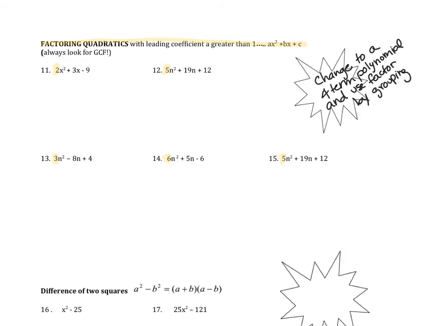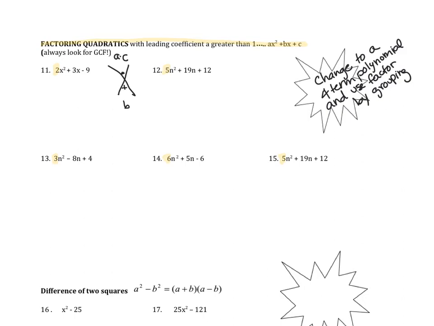So how do we do this? We're going to use our diamond method. So let's take a look at number 11. I'm going to create my diamond, and if you remember from the front side, A times C goes at the top and B goes at the bottom.